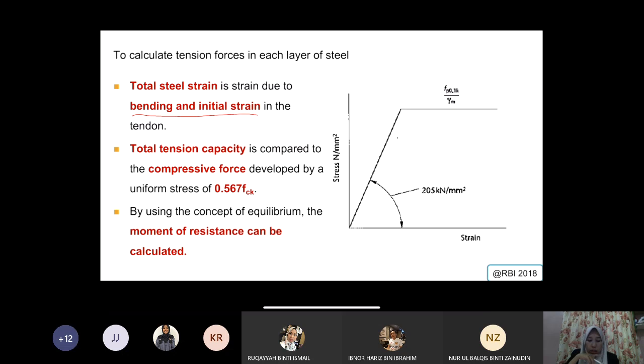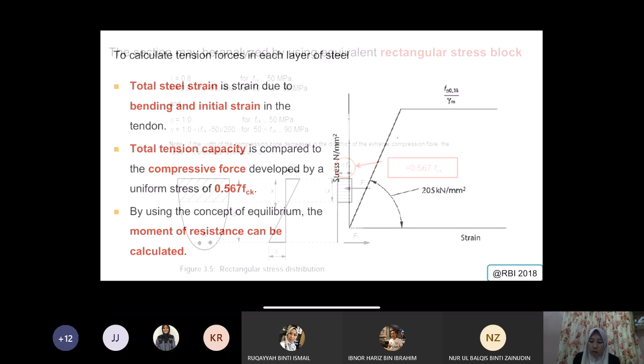Tension capacity is compared to the compressive force developed by a uniform stress of 0.567 FCK. By using the concept of equilibrium, the moment of resistance can be calculated. So in this case, we will use the equilibrium equation of tension capacity and compressive capacity. We are going to utilize the stress block condition.